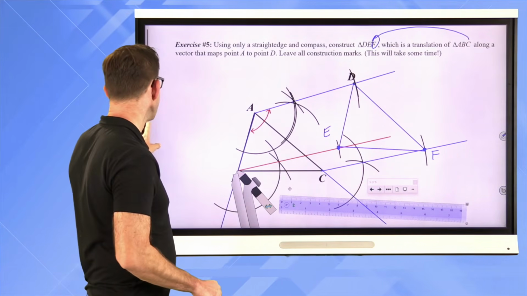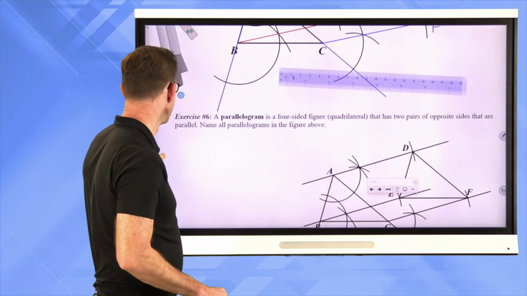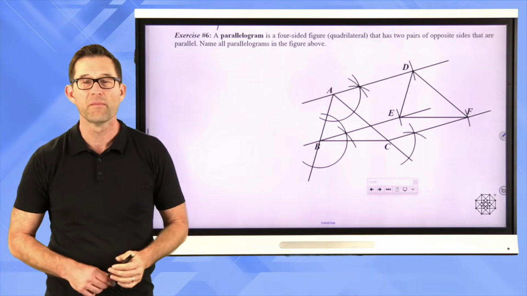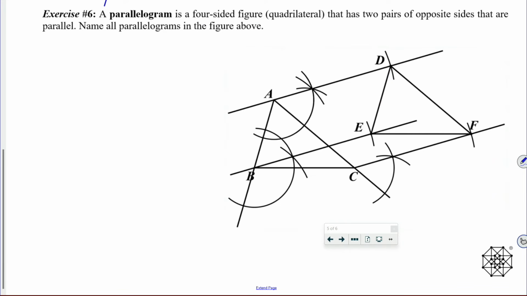One last little piece on this that I think is actually quite visually cool. Let me move this out of the way. Here is that construction again, okay, in all its glory, but without all the color. Let's take a look at exercise number 6. A parallelogram is a four-sided figure, a quadrilateral, that has two pairs of opposite sides that are parallel. Name all parallelograms in the figure above.